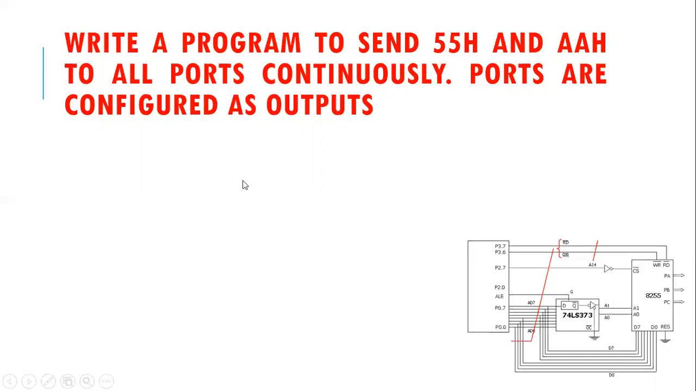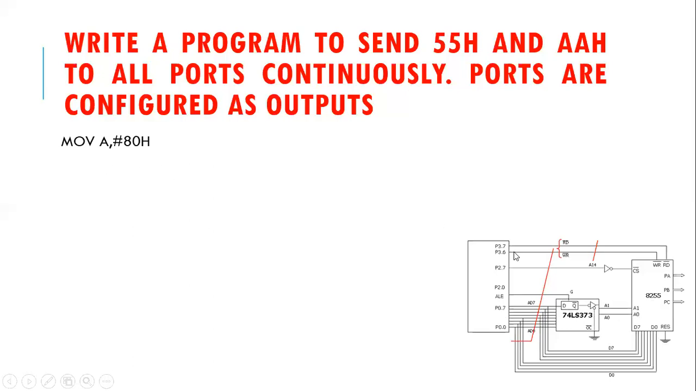Now, the ports are configured as outputs here. Ports configured as outputs means it is in out mode, and all the bits are going to be 0. Then for external data transfer, be it a memory or an 8255, we use DPTR. We use DPTR only. Let's see that.